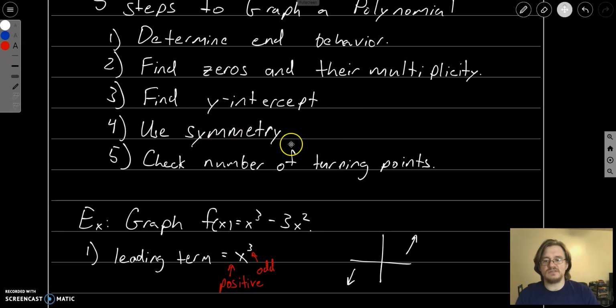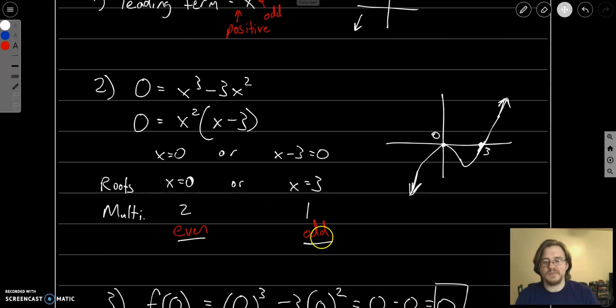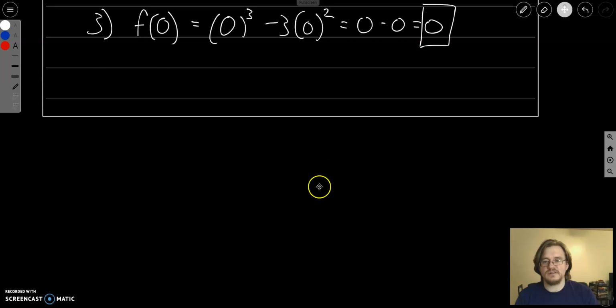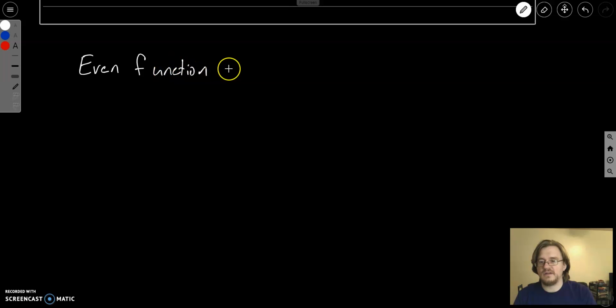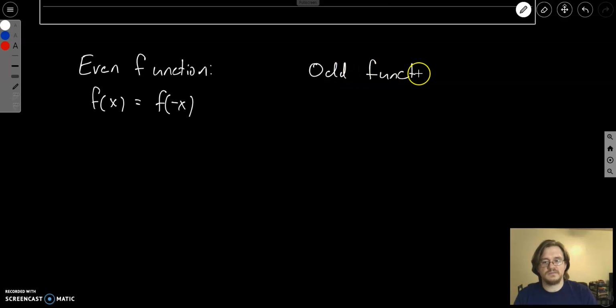The last bit is to use some symmetry before we check the turning points. So let's check the symmetry. I've run out of paper, so I'll just continue on. Remember that if we have an even function, this is when f of x is equal to f of negative x. And when we have an odd function, this is when f of negative x is equal to negative f of x.